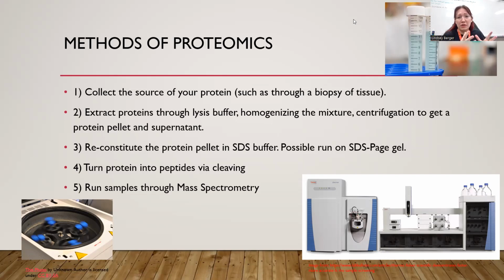So proteins are very large molecules. To make them best suited for running through a mass spectrometer to determine what is there, it's best to cleave them and turn them into peptides, so little segments of protein, basically. And they're going to run those through a mass spectrometer. That's the star of the show in terms of proteomics.